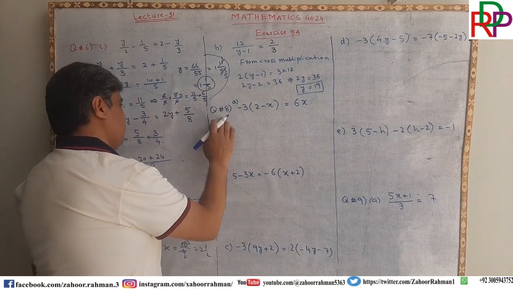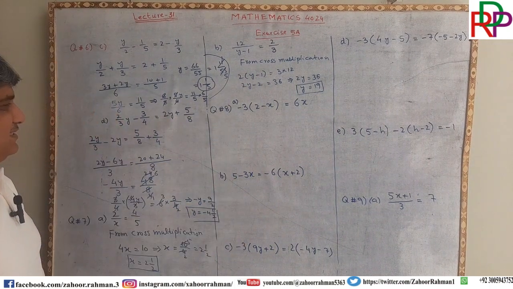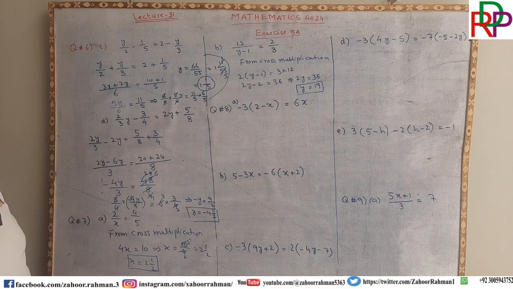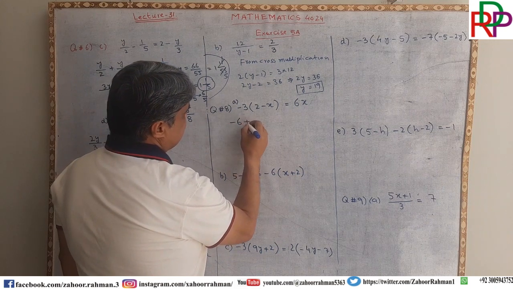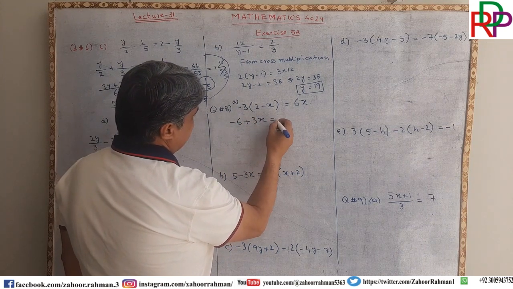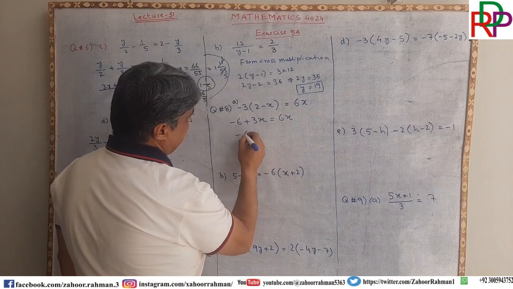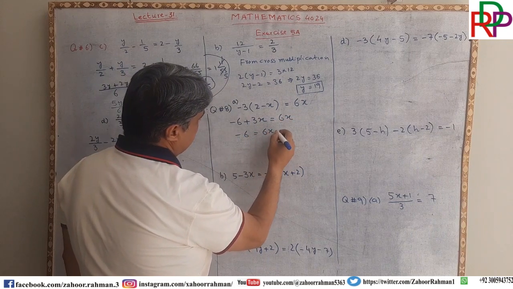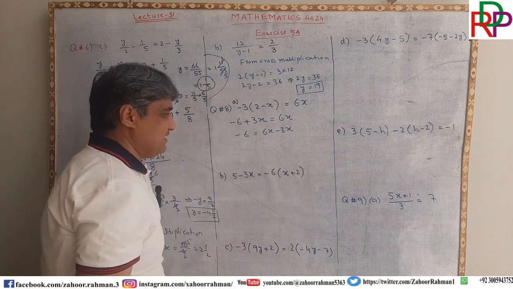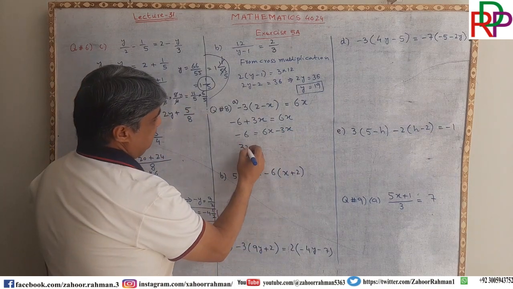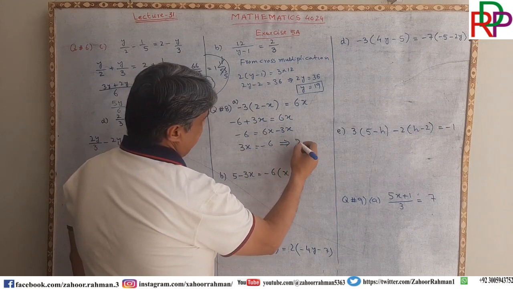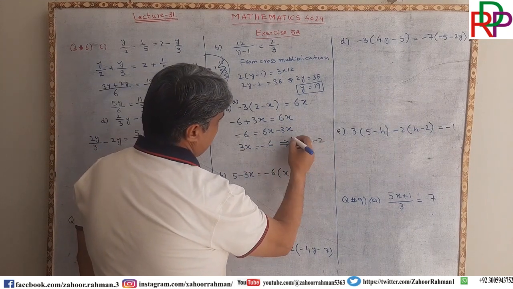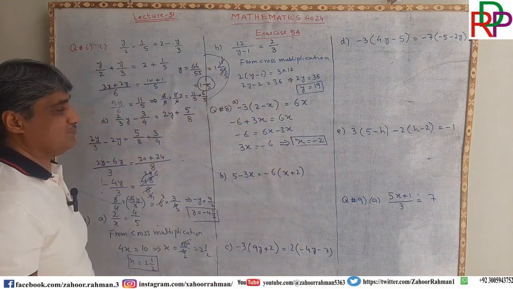Now in question number 8, they gave us a more difficult question as compared to the previous one. So minus 6 plus 3x is equal to 6x. Minus 6 is equal to 6x minus 3x. So I am rearranging it, and this will give you x is equal to minus 2.